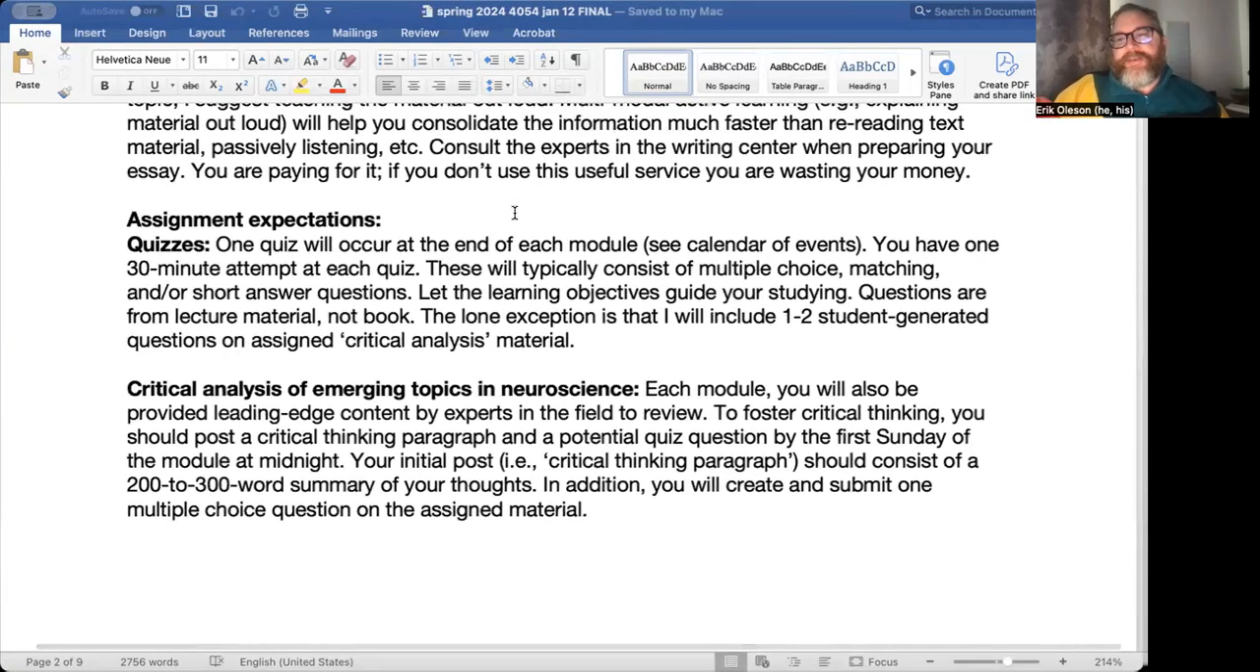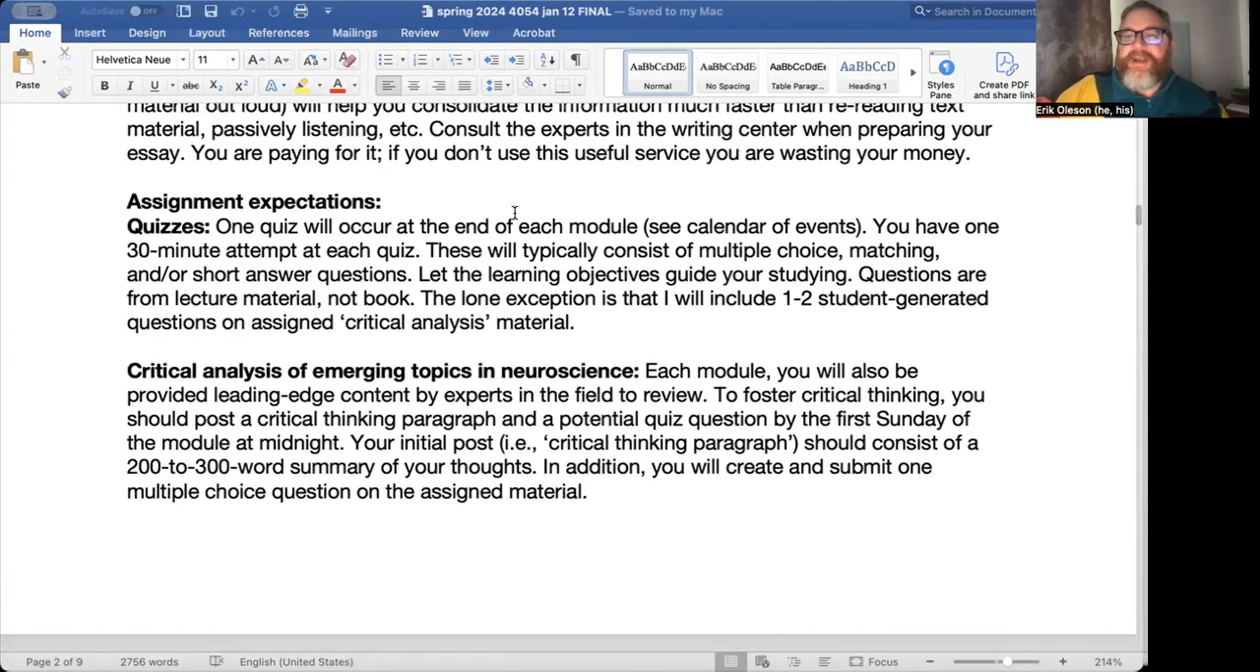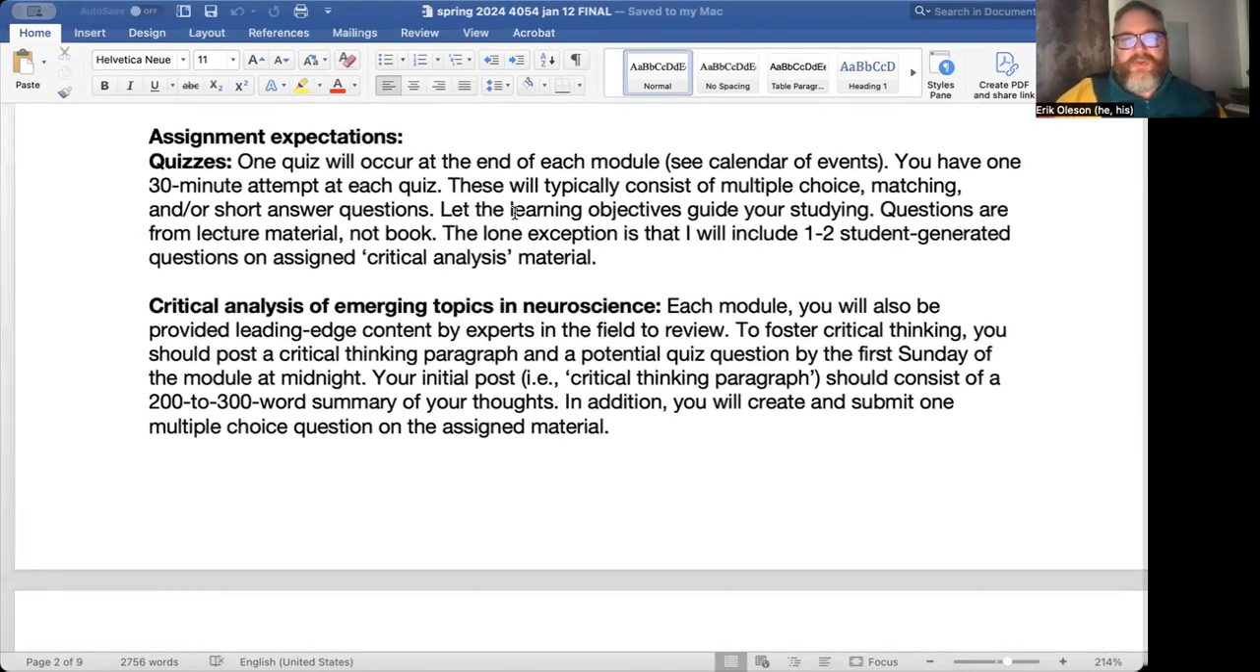For the essay that you have to prepare, I highly recommend that you consult the experts in the Writing Center. They know a lot more about writing than I do. Why on earth wouldn't we go and seek out their opinions on grammar over mine? And in addition, I will also point out that you are paying for this service. If you do not use it, you are throwing your money away.